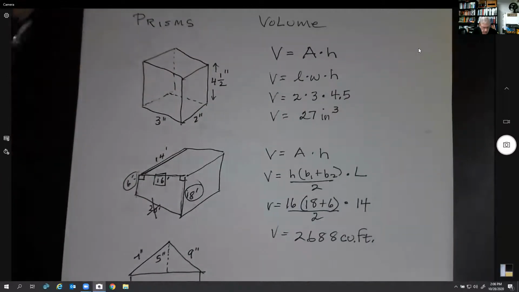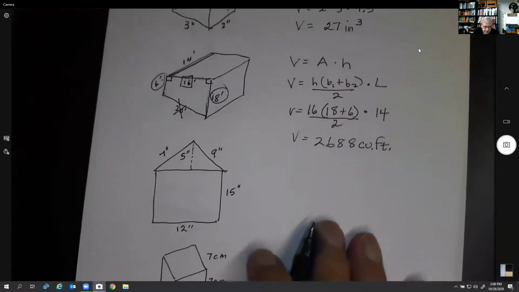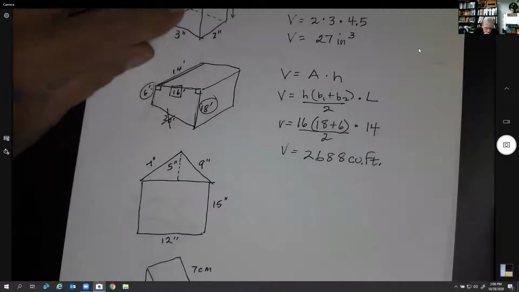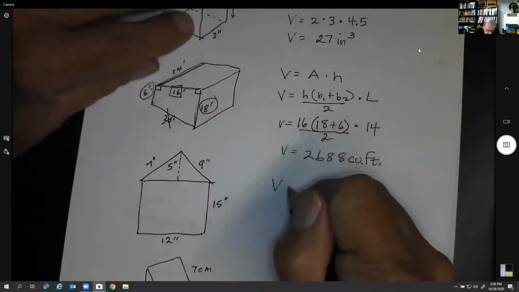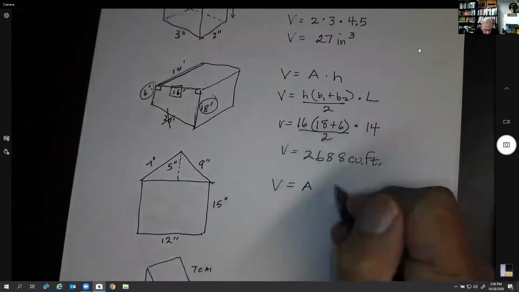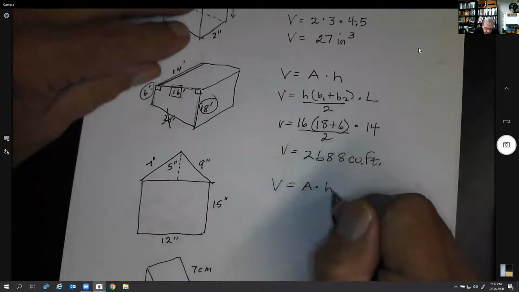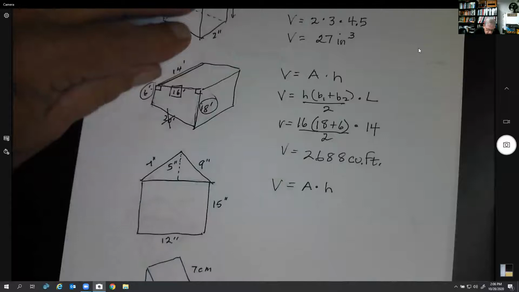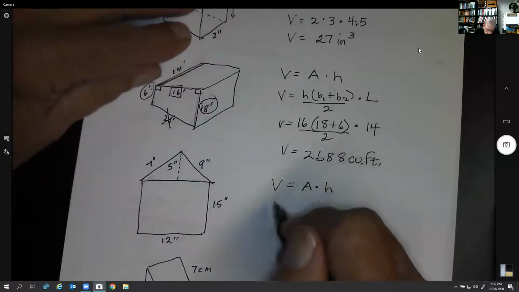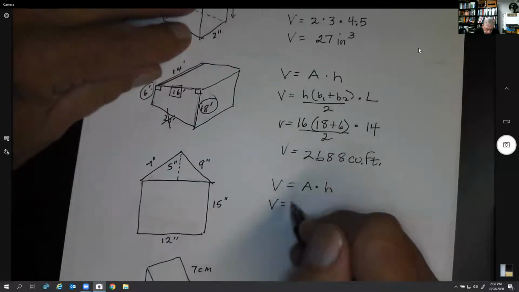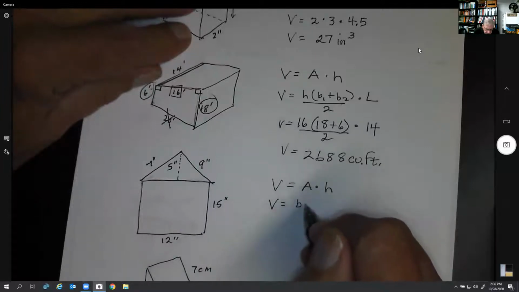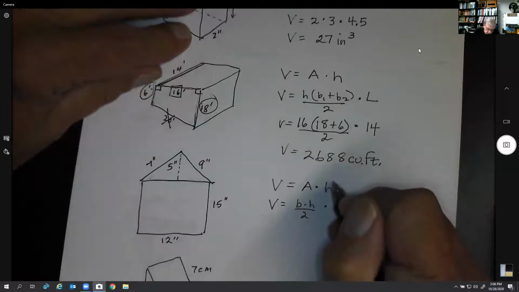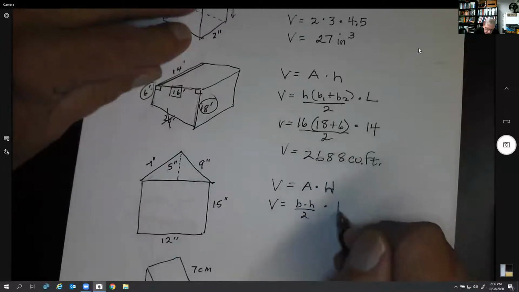Okay, this next one, we're going to look at the top. The top of it is a triangle. So volume is equal to the area of the top, or whatever you want to call it, times the height. Okay, so what is the formula for the area of a triangle? Base times height divided by 2, times, and let's use a capital H here for the big height.